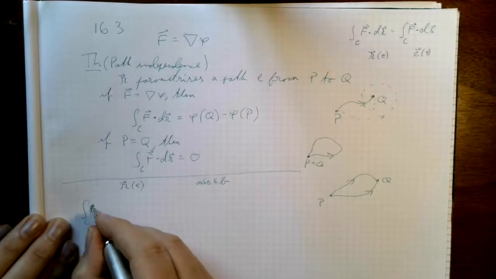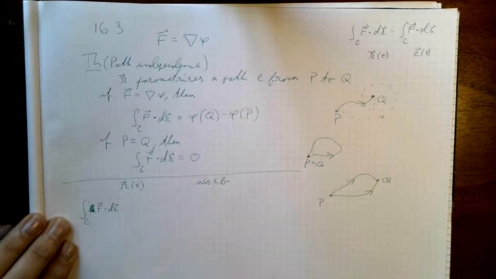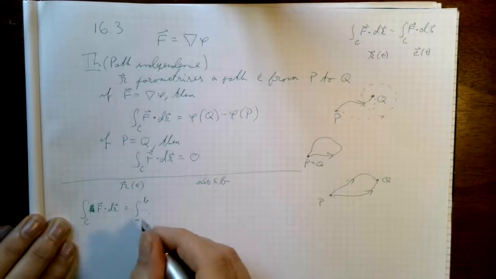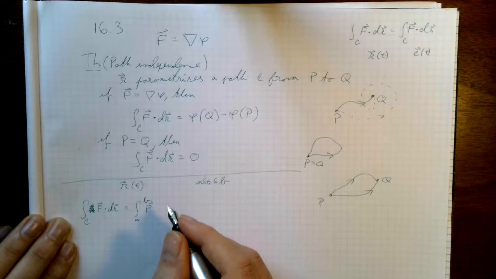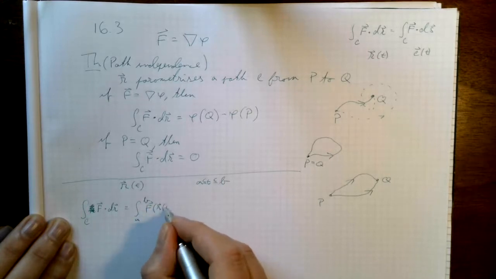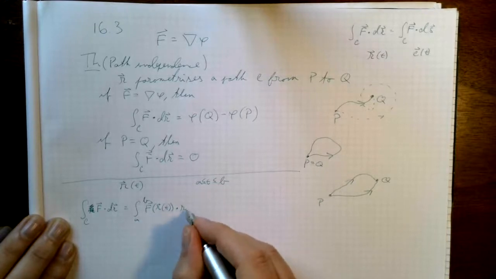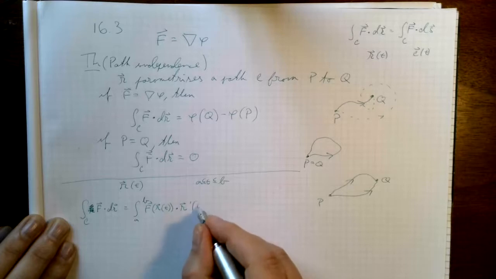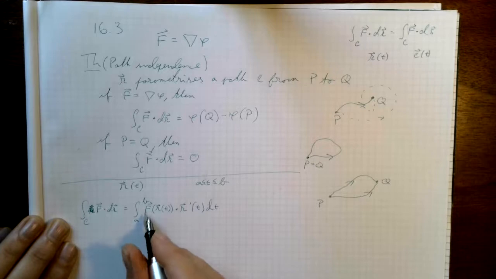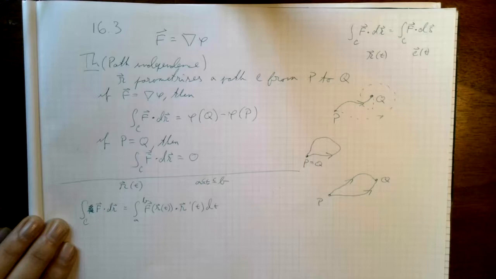Sorry, F dot dr, right? What is this thing? Well, by definition, that's just F of r of t dot r prime of t dt, right? Now, this F was a gradient vector field, a conservative vector field.